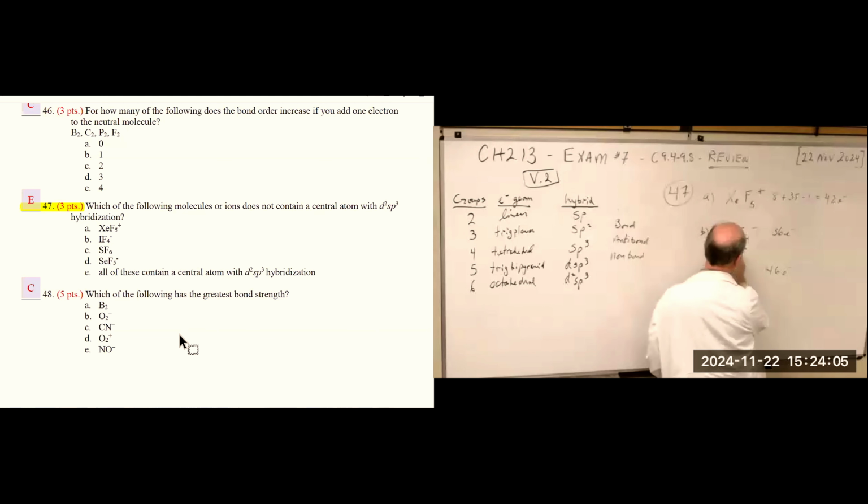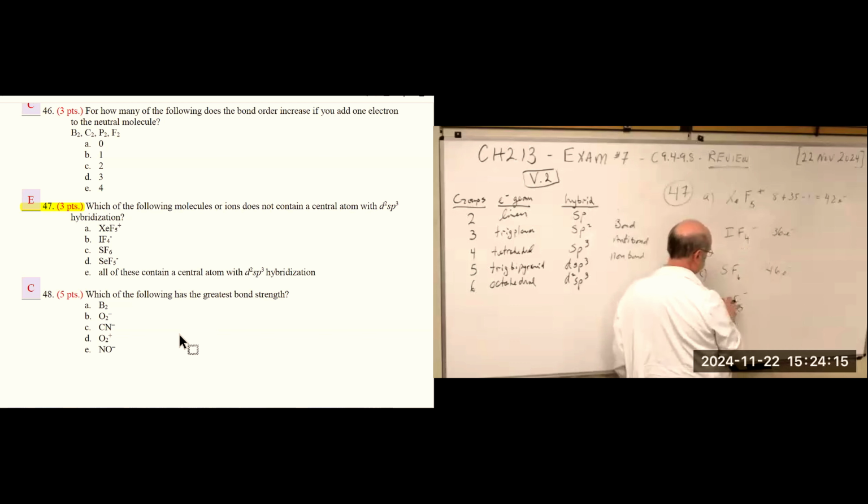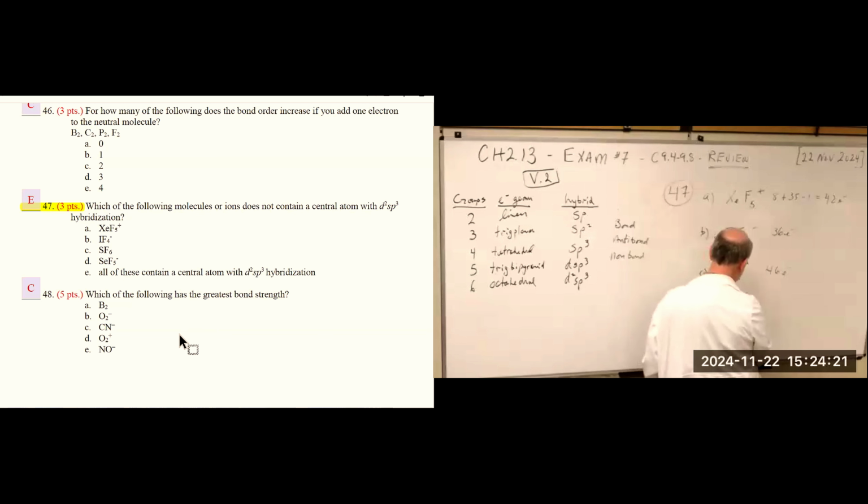Oh, wait a minute. I think I did this one wrong. 5 times 7 is 35. Oh, yeah, plus 1. I did that one right. Never mind. Selenium is 6 like oxygen. 5 times 6 is 30 plus 1. So that's 37.